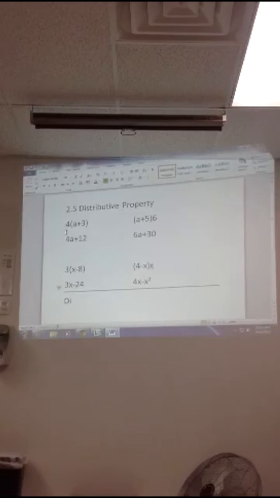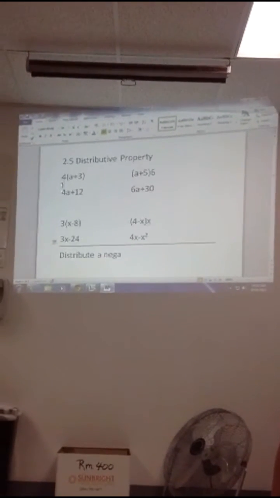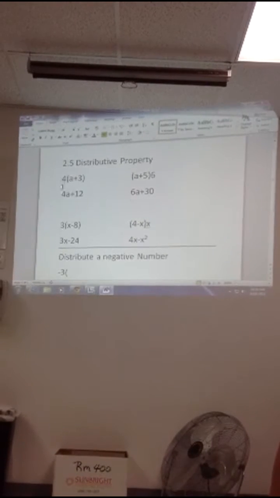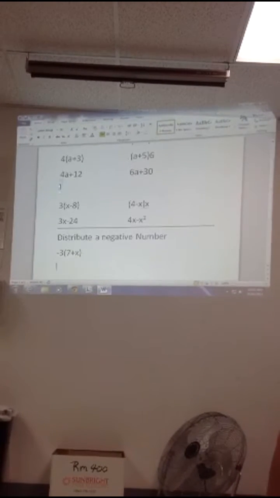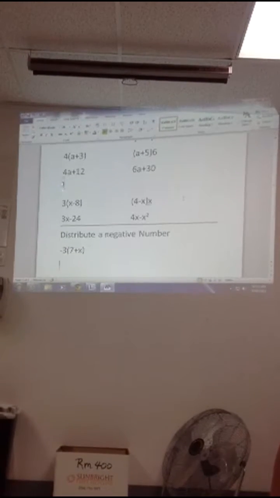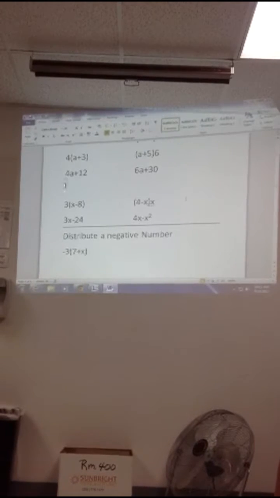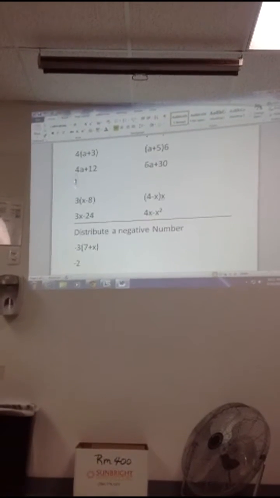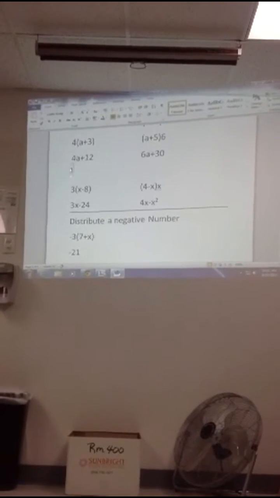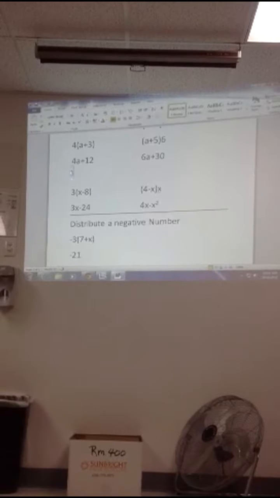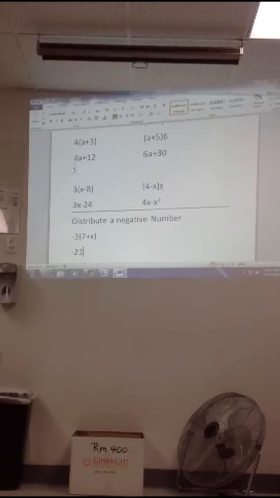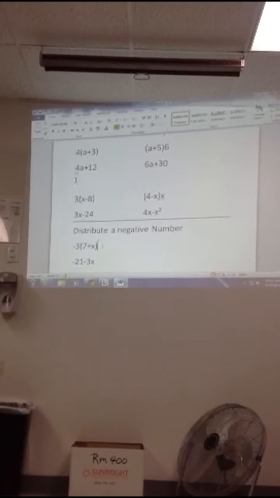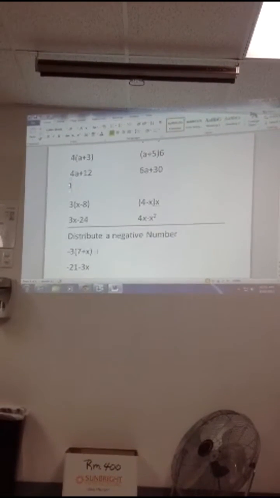And under that we're going to distribute a negative number. Our first example is negative 3 times the quantity of 7 plus x. Same concept, my distributed number is now negative. So the first thing I do is negative 3 times 7, which is negative 21. Again, remember in this country we read from left to right, so that's the way we operate. And then we have negative 3 times x, which is negative 3x. Can I do anything else? No. I'm done. I move on.